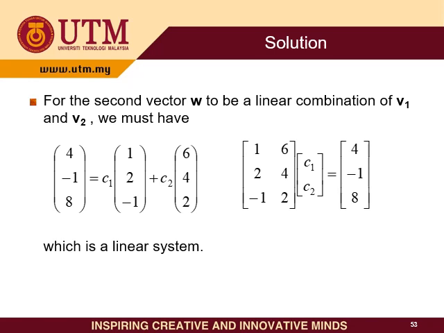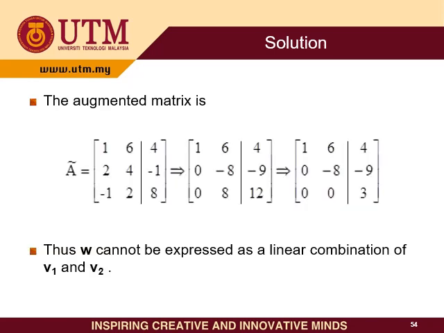In order to find whether the second vector W is a linear combination of V1, V2, we repeat the same process that we have done for vector U before. So we change to the linear system, and we must find the C1 and C2. Then we change to the augmented matrix and do our row operations. But for this one, we still have a value on the third row, but we only have C1 and C2. So we decide W cannot be expressed as a linear combination of V1 and V2.